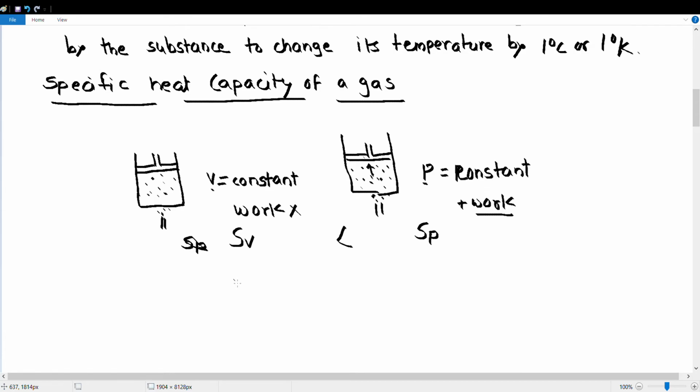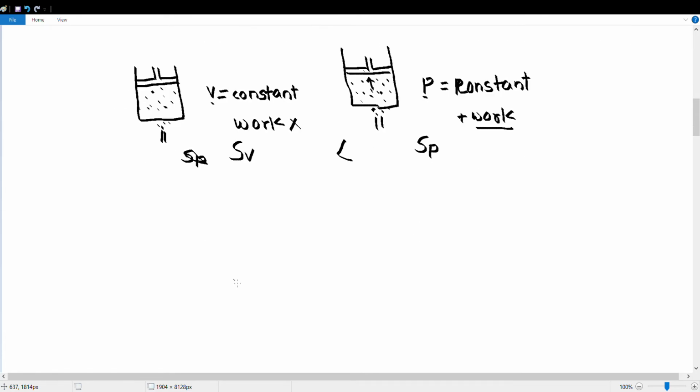So the specific heat capacity at constant pressure is greater than the specific heat capacity at constant volume. Sp is greater than Sv.